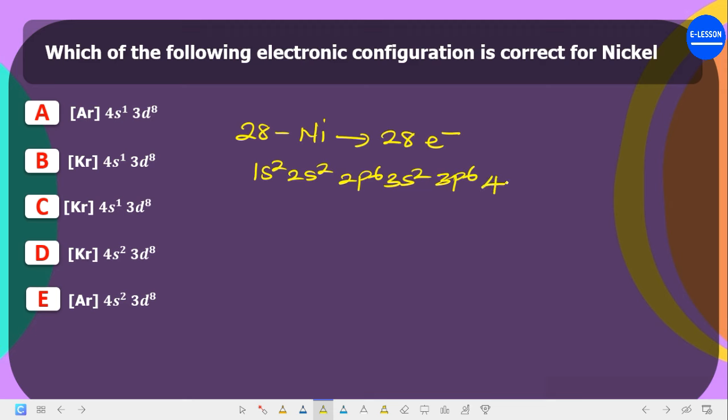Then we have 4s2 and then 3d. If you count, this is 3d8. This is the electronic configuration for nickel. But we can use the shorthand notation to represent the condensed electronic configuration. The condensed electronic configuration is one in which you look at the nearest noble gas to nickel and then use that noble gas to write the electronic configuration of nickel.